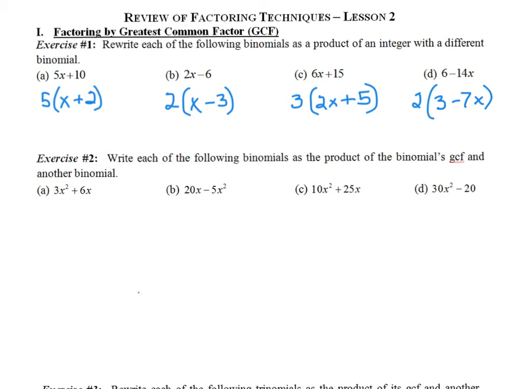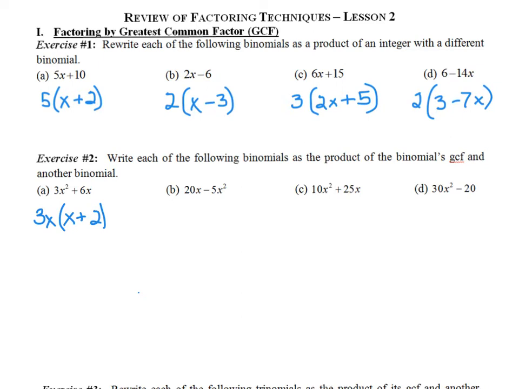Now in exercise number 2, we're given binomials where the greatest common factor is not necessarily going to be just an integer. So for example, in A, not only can I take out the greatest common factor of 3, there's also an x common to both of them. So I'm going to factor out a 3x, and I'm going to be left with x plus 2. And again, reapply the distributive property to see that we do get 3x squared plus 6x when we redistribute.